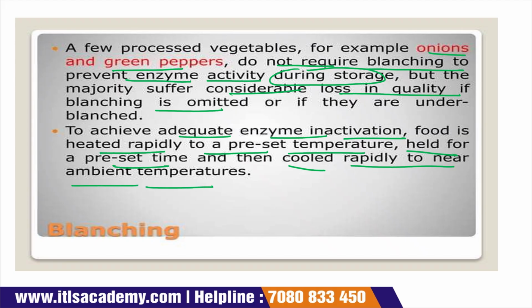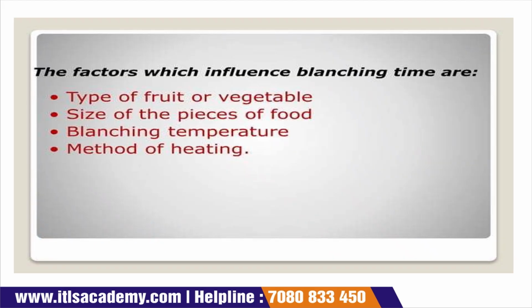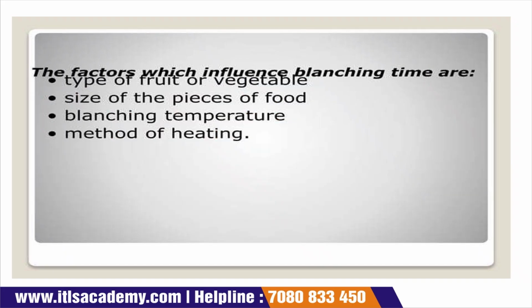It is very important, so we have to do this. We have to put it into the hot water, then at the same time we have to put it into the cold water. Now the next are the factors which influence the blanching time: the type of fruits or vegetables, size of the pieces of the food, blanching temperature, and method of heating.